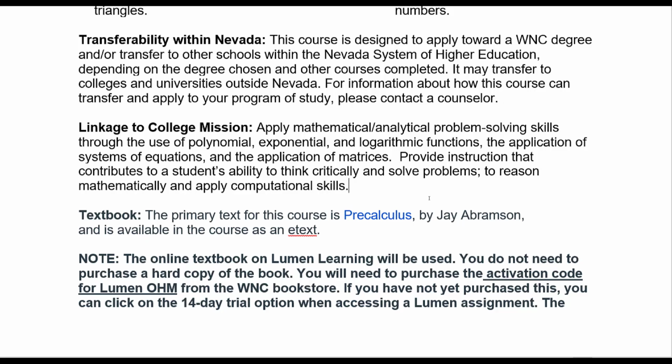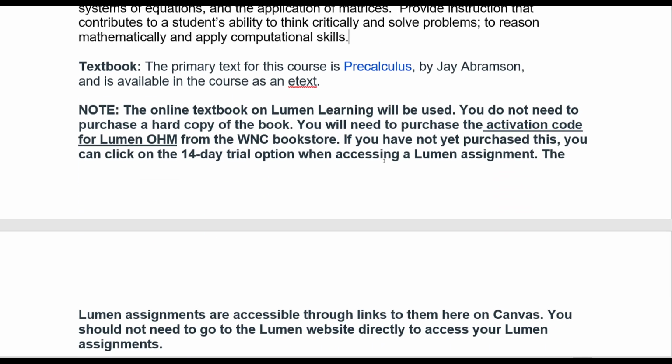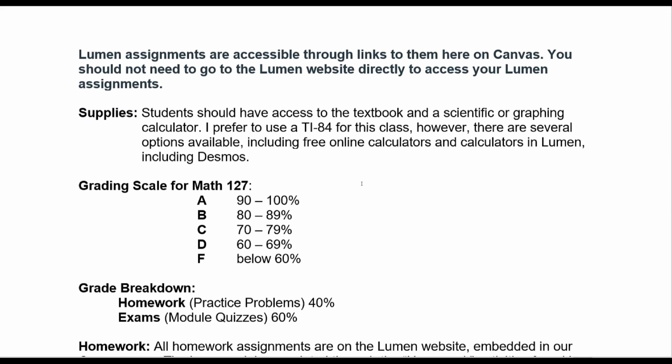So it's the same book as last semester for 126. It's that Pre-Calculus by J. Abramson. It's through the Lumen Learning System. And we don't have a bookstore right now, so you can buy it directly from Lumen. And it's in the $40 range. I don't know if they've gone up a couple of dollars or not. Then you also have that 14-day trial option. And again, that could have changed. I'm pretty sure it's still 14 days, but you'll need that access.